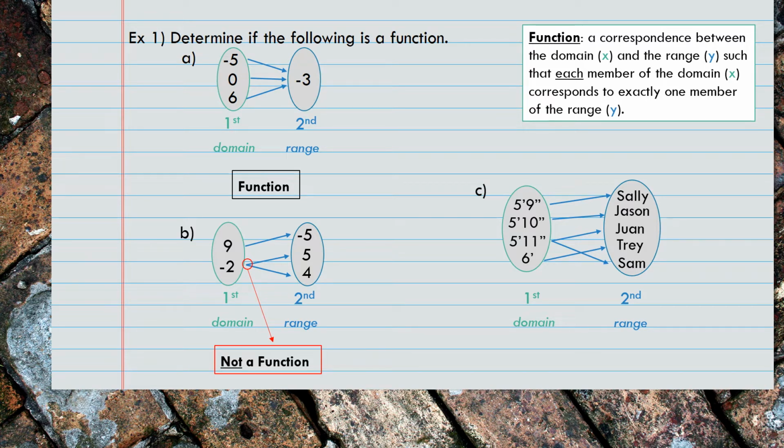And so we look at the relationship between the two of them. And we look at each of the domain values. Does 5'9" go to exactly one person? Does 5'10" go to exactly one person? Does 5'11" go to exactly one person? And notice, it does not. 5'11" goes to more than one person, which means this is not a function.